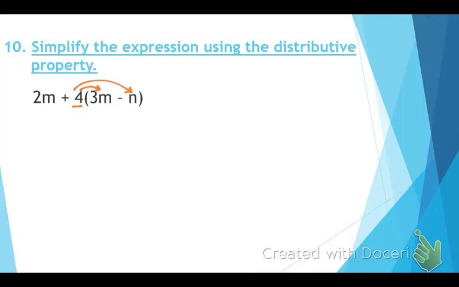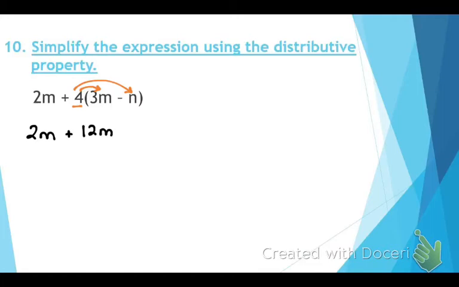On the quiz, this is what a lot of people did. They tried to distribute the 2m. That is not right next to the parentheses, so you do not do anything with that except drop it down. Then, what's 4 times 3m?